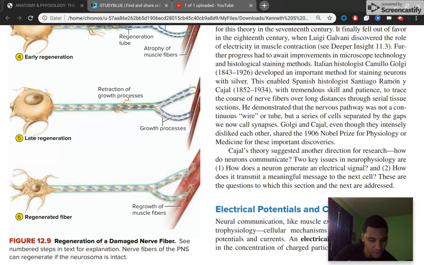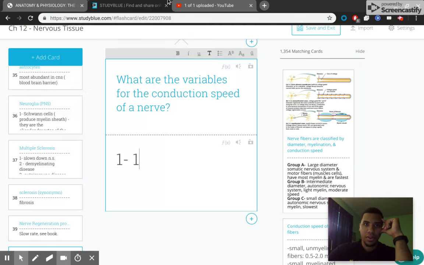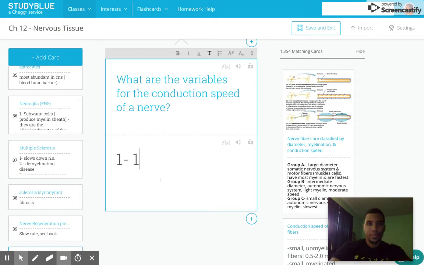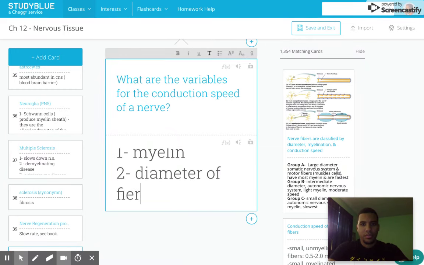So we talked about regeneration. Regeneration only occurs in the PNS. It does not occur in the central nervous system. If it occurs, it will only happen in the peripheral nervous system. If you cut a nerve, brain or spinal cord, it's done. But in the peripheral nervous system, if you harm it, not severing it completely, then there's still a chance. Second, myelin and diameter of fiber.